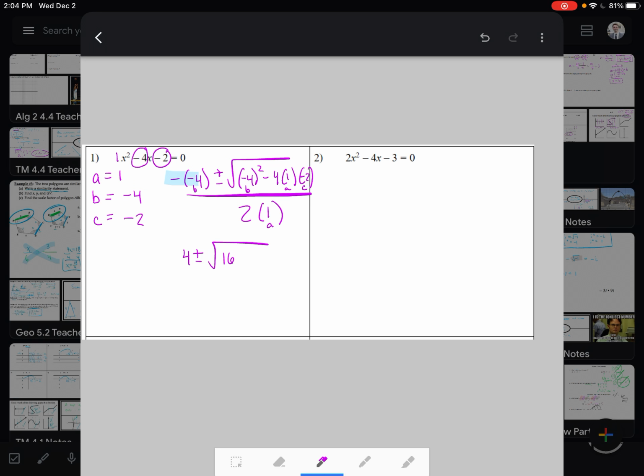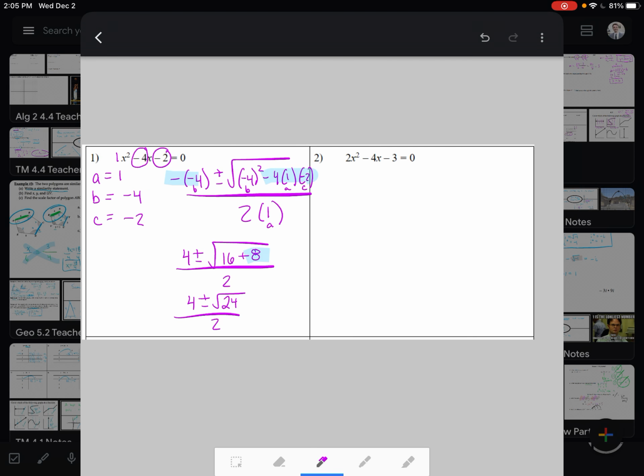-4 times 1 times -2. Well, 2 negatives and 1 positive get us a +8 from 4 times 2. So that came from right there. And then last on the bottom, 2 times 1. So again, continuing to solve, 4 plus or minus the root of 24 all over 2. And that would almost be our final answer.